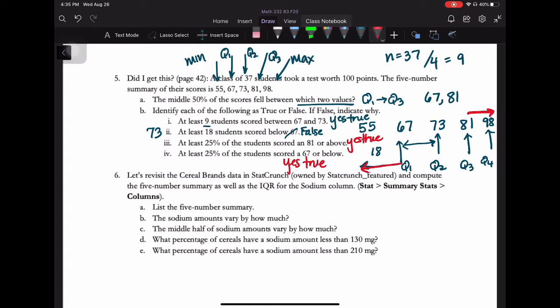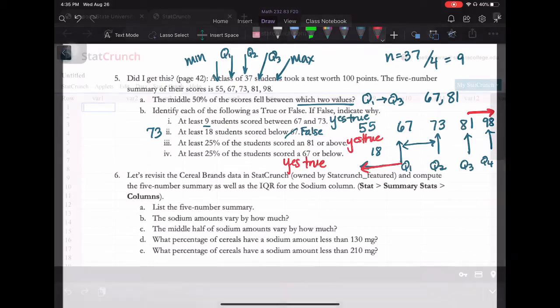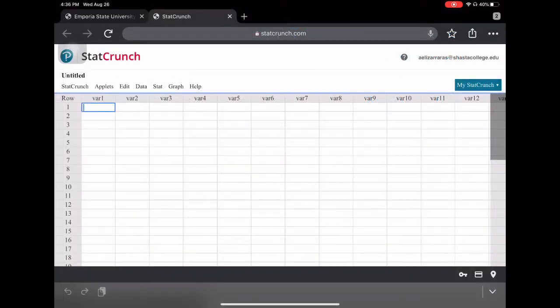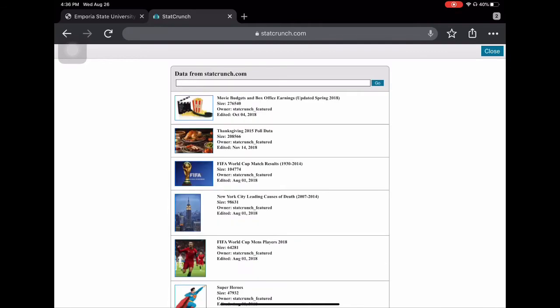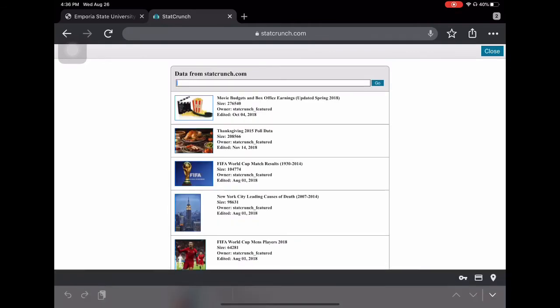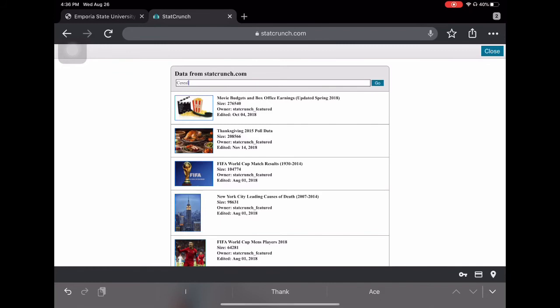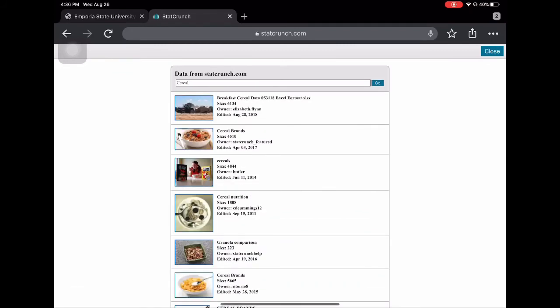Okay, and we're asked to revisit the StatCrunch data. So I'm going to open StatCrunch and we're going to work through there. In our StatCrunch data, we need to load the data that we're talking about. So we're going to go to Data, and we're going to load it from a shared data set. Now, remember, we're looking for the serial data that is owned by StatCrunch Featured, which is right here.